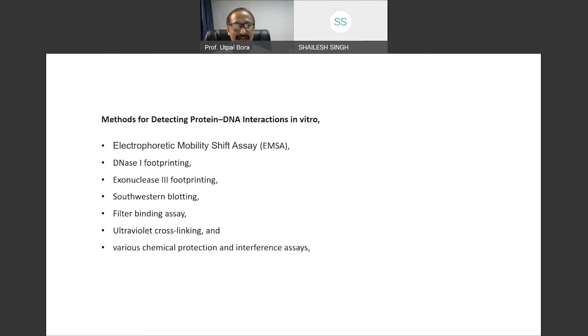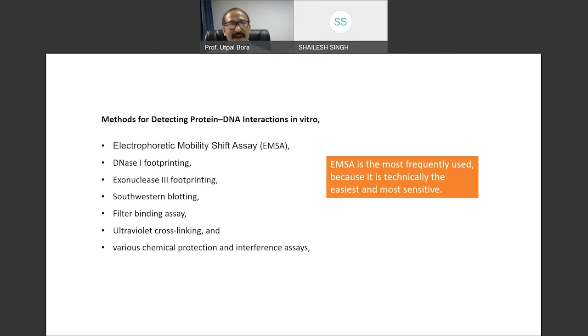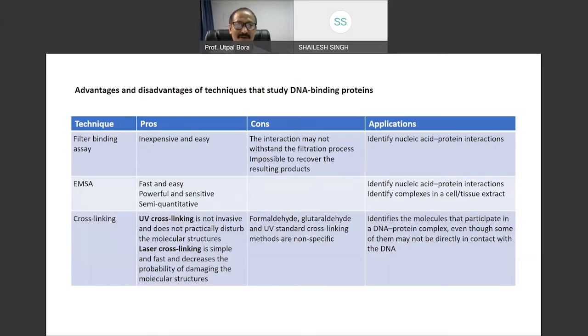Okay, so there are others like exonuclease III footprinting, then southwestern blotting, filter binding assay, ultraviolet cross-linking, and many chemical protection and interference assays. Amongst these, EMSA is the most frequently used because it is a very simple and also very sensitive method. So each of these processes has certain advantages and certain disadvantages.